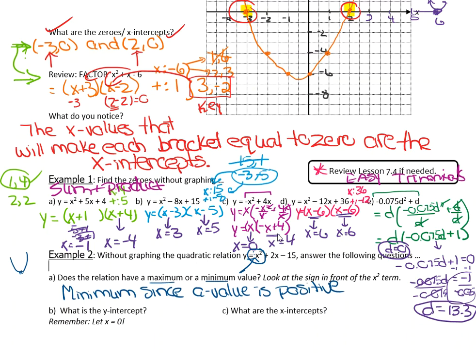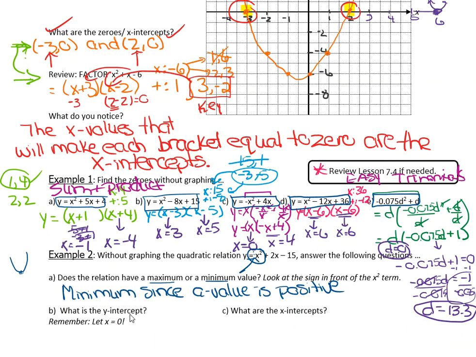So if we look back to these questions we did here, this one opens up, this one opens up, this one has a negative, opens down. This one, what's in front of the x squared? Positive or negative? Positive, opens up. And the last one, although it wasn't written out properly, there's a negative in front of the squared term there, so that one opens down. If it opens up, the vertex is a minimum.